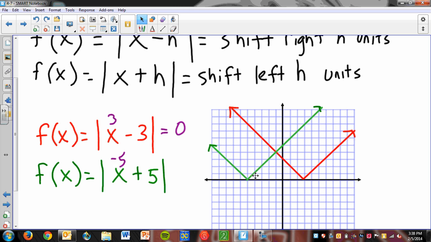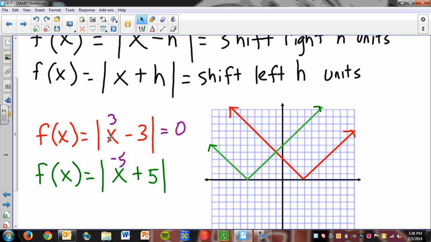It's tough to explain why these are backwards from what you normally think, because you think plus is to the right and minus is to the left. Well, inside these absolute value bars, to find our starting point, our vertex, we have to set it equal to 0. Because we need to be right there where y is 0. So when it's x minus 3, we move to the right 3 because positive 3 minus 3 will give us 0 for y. Likewise over here, negative 5 plus 5 will give us 0 for y in our starting point.